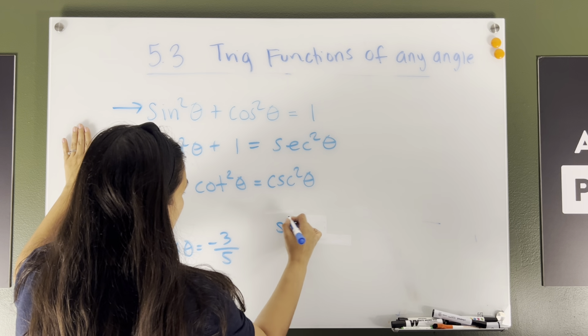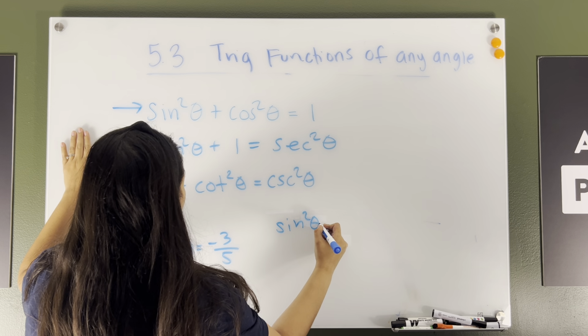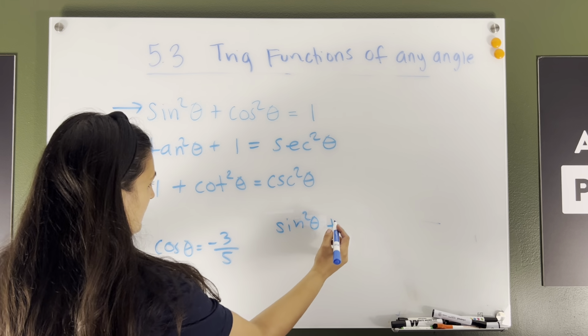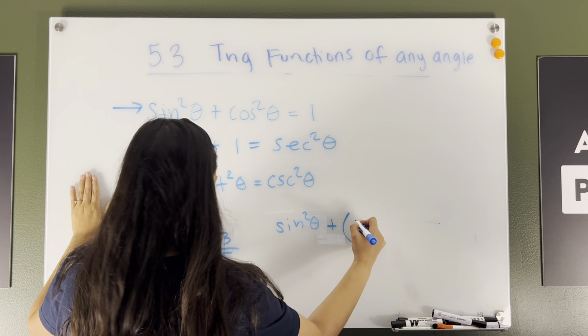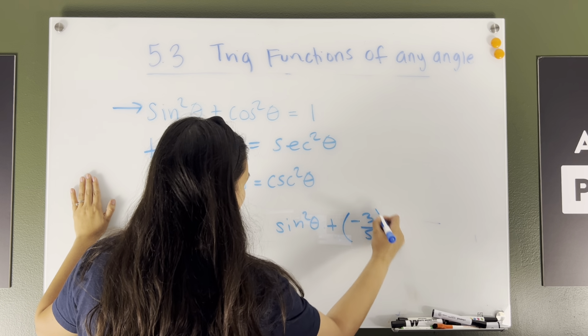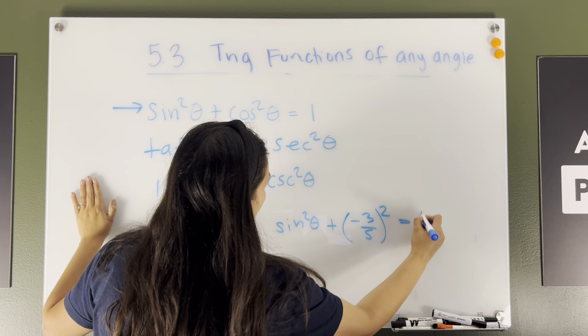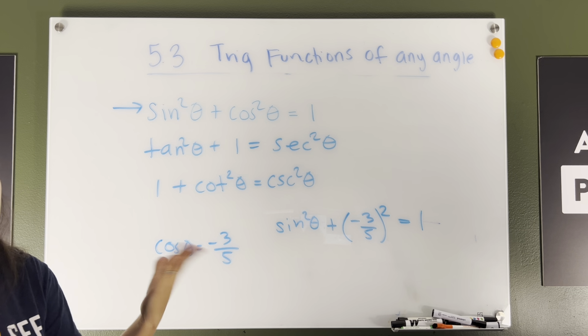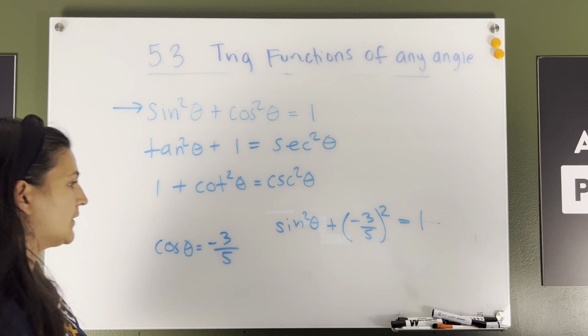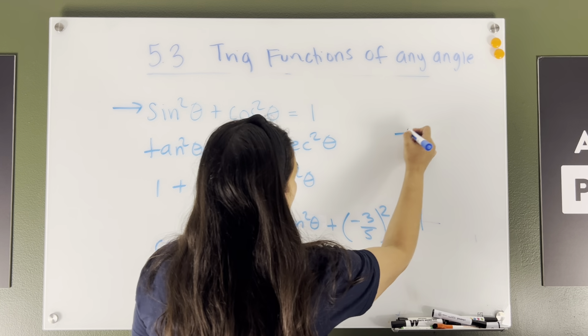It says that sine of theta squared plus cosine squared, right? So cosine is -3/5. Cosine theta squared equals 1. And so we just do the math, solve for sine theta, right? So here, what's -3/5 squared? Or in other words, what is -3/5 times another -3/5? That'd be 9/25. So this is 9/25.